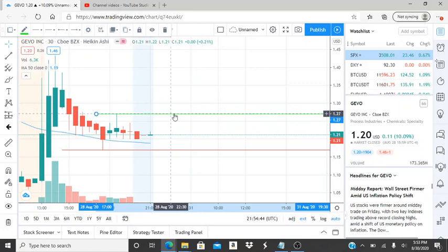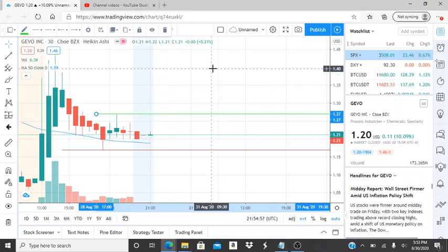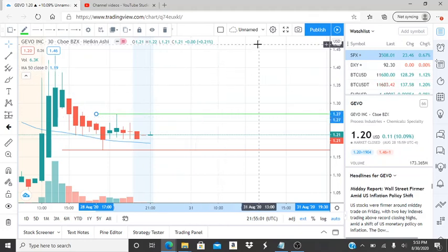They need to turn this into a support and start to work their way up to newer highs and stay above the 50-day moving average, which is 119. If they can do that and pull themselves upwards away from the 50-day moving average in an upward direction, break the resistance, turn it into a support, they could have a bullish rally.